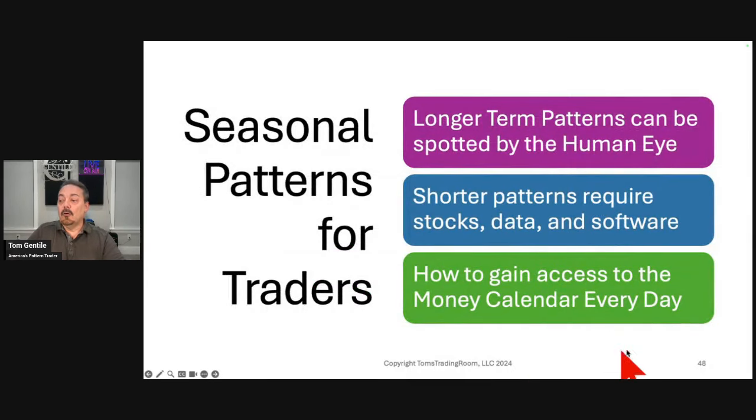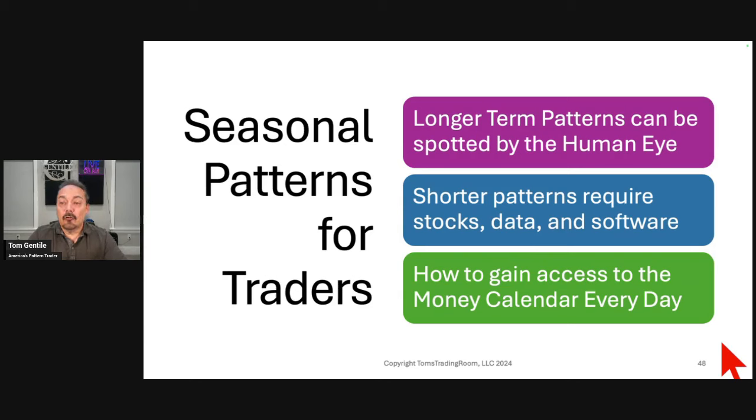All right. So when you take a look at everything we've done so far, you can see that longer term patterns, such as the 4-year presidential cycle, the 6-month Biden November sell and go away in May cycle, these are cycles that are longer term patterns. You can see those by the human eye. You can look at charts and you can detail those. And the other reason you can detail them too is that they're really only used for the overall stock market, the Dow, the S&P, maybe the NASDAQ, but that's it.